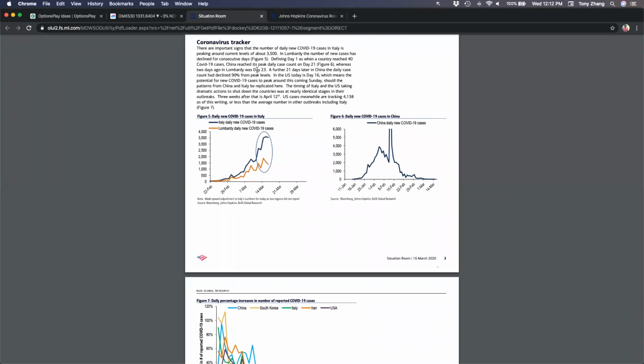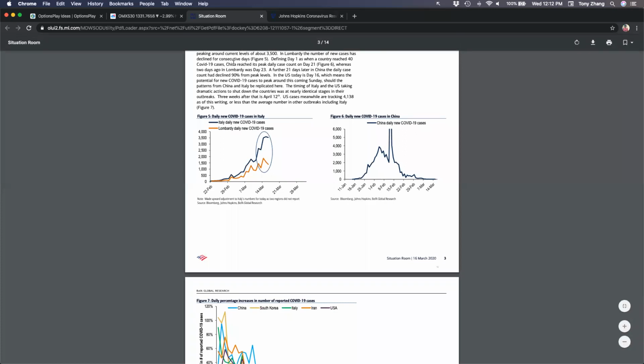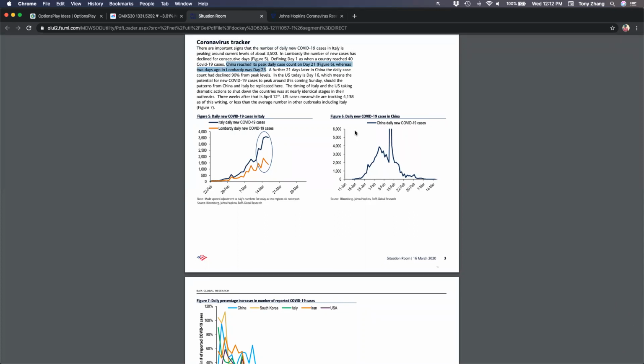But again, I think the most important thing is that China peaked in the daily count on 21 days. Lombardy, Italy, which is the center in Italy, was 23 days. So we just need to make sure that that trend continues in other countries. If that trend does continue in other countries, that gives us an understanding as to how long this pandemic can last for. And I think that's important for us to understand the economic impact.